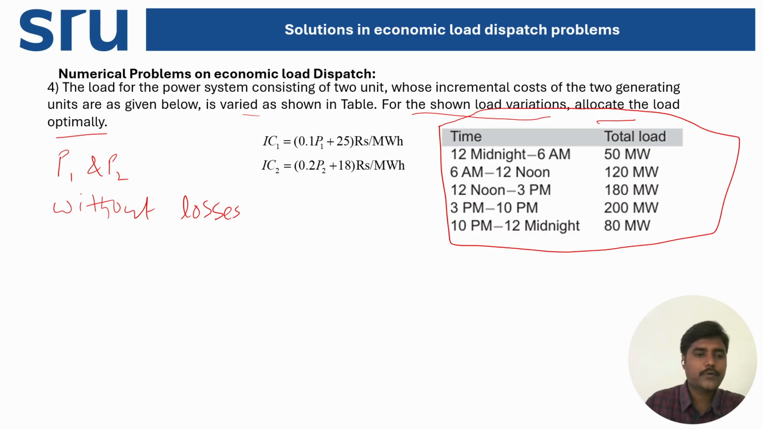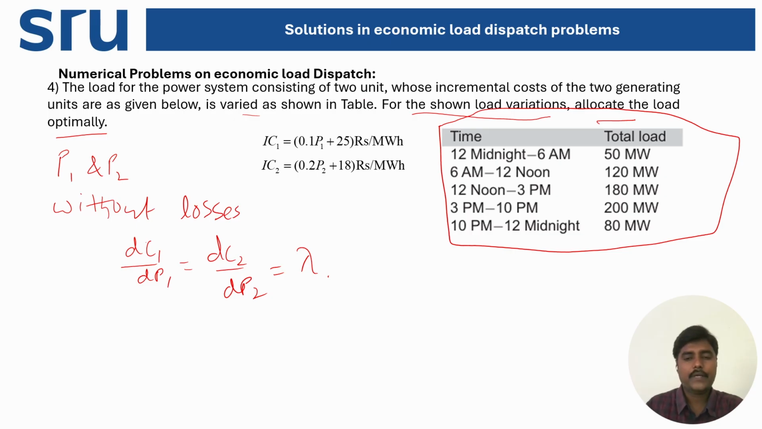So without losses, what is the condition for economic dispatch? It is dC1 by dP1 is equal to dC2 by dP2, that is equal to lambda. But here, one change compared to the previous problem is that in the previous problem, we had only two different values for the loads, that is 50 megawatt and 150 megawatt. But in this particular problem, we have 5 different values of loads. At each duration of time, the load keeps on changing.